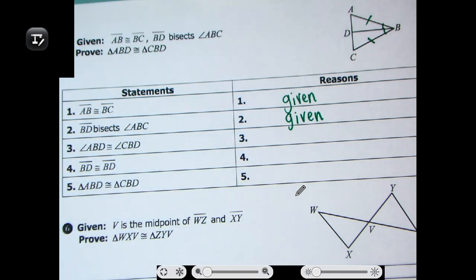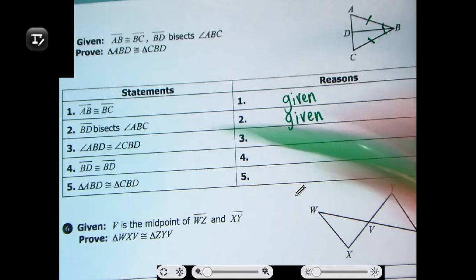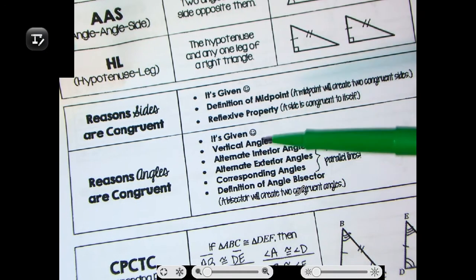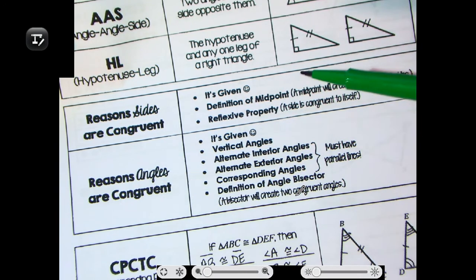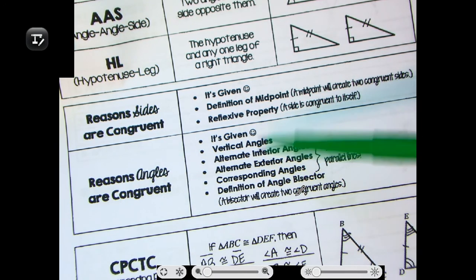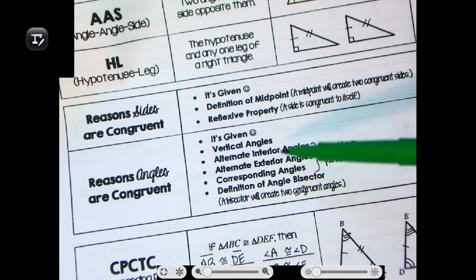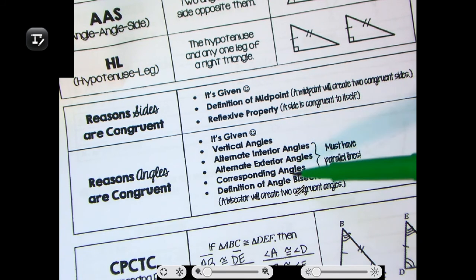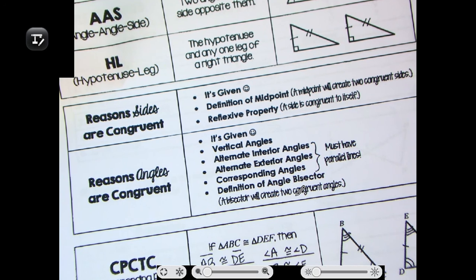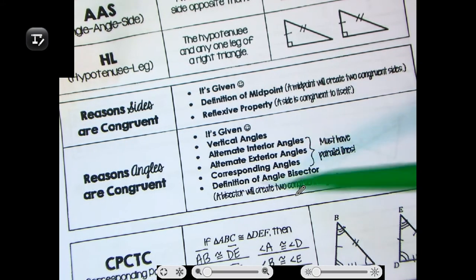So let me look at my reference sheet and see what I can say for reasons that angles are congruent, because I said these angles are congruent. So I'm going to my reference sheet, reasons angles are congruent. Let's see what I can find. So are they vertical angles, alternate interior, alternate exterior, corresponding? Definition of angle bisector. Okay, so it's a super common one that we'll be using. So we're saying, a bisector will create two congruent angles. So I'm going to be putting definition of angle bisector.